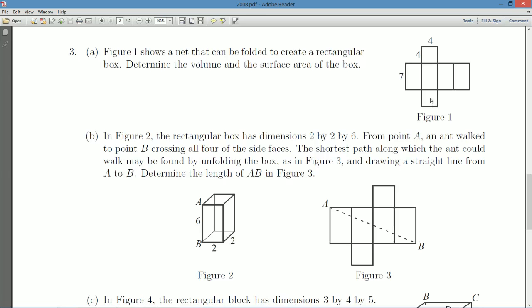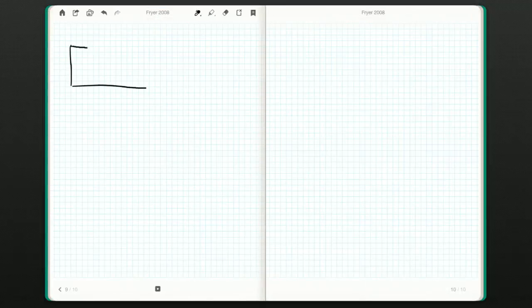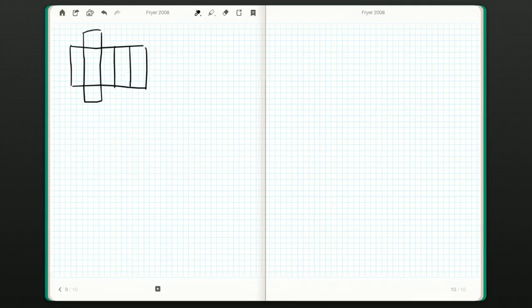So, let's just redraw a picture of the net here on our scrap paper. Straight lines are always my bane with this program, but that's probably because I have problems freehand drawing a straight line in real life. I think that's looking pretty good. That's not bad. That might be one of the best nets I've ever drawn with this program. We get a 4, we get a 4, and we get a 7.